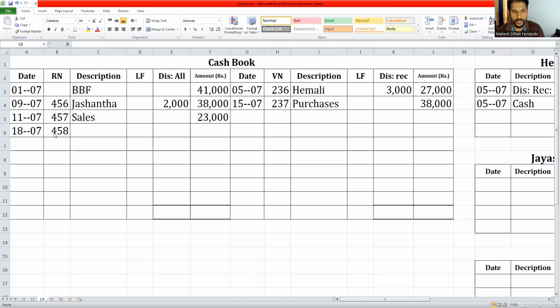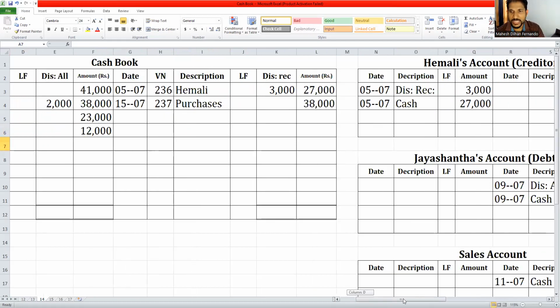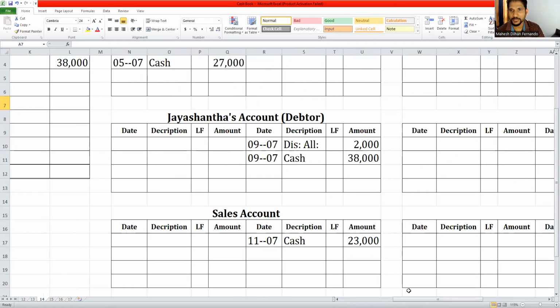So the receipt number is 458. It is commissions received. The amount of the received commission is 12,000. Cash book should be debited. Why? It's an increase in asset. You receive the cash. At the same time, don't forget to credit the commissions received account, which is an income.